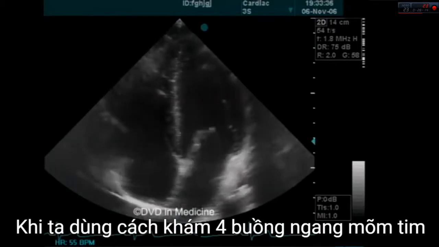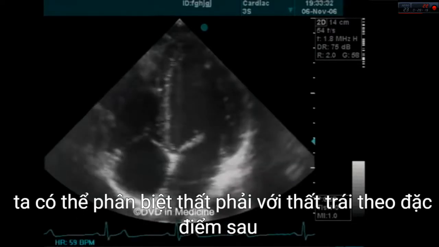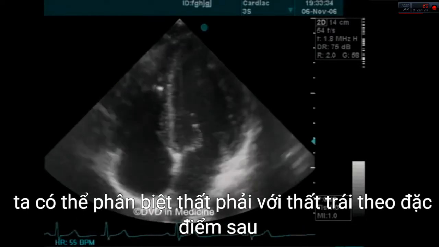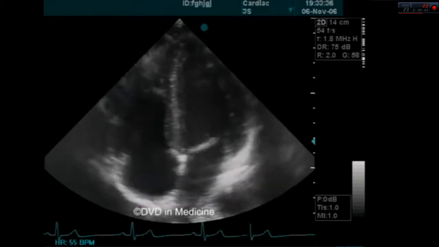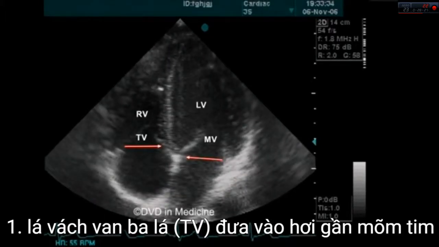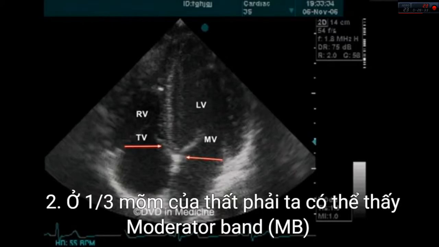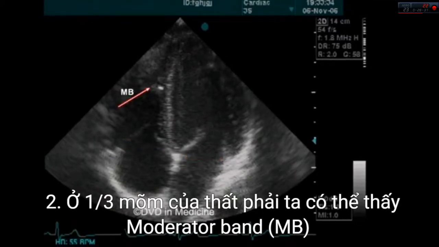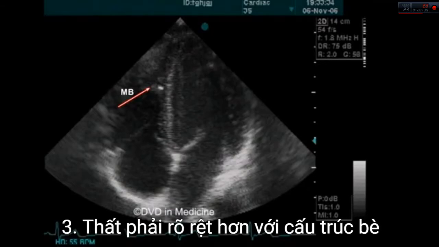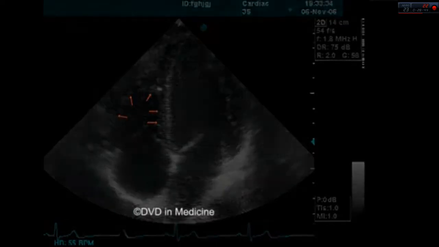When one uses the 4-chamber apical examination, one can differentiate the right ventricle from the left ventricle by the following features. 1. The insertion of the septal tricuspid valve leaflet is slightly apical to the insertion of the anterior mitral valve leaflet. 2. In the apical third of the right ventricle, one can see the moderator bend. 3. The right ventricle has a more pronounced trabecular structure.